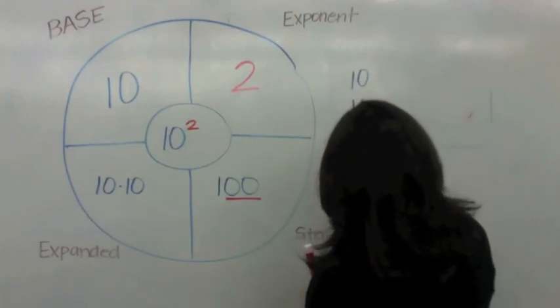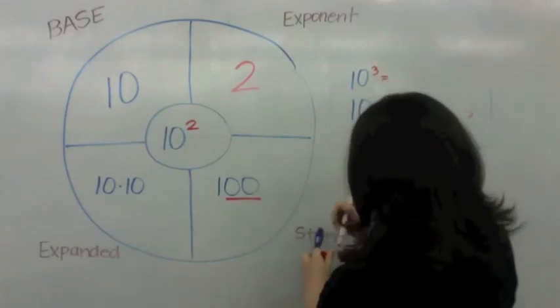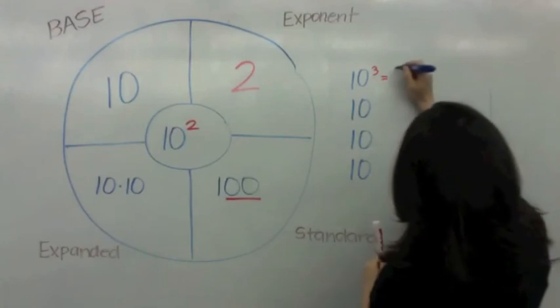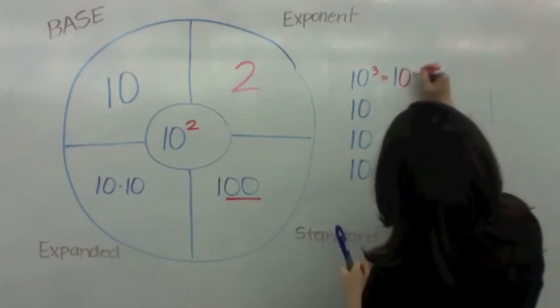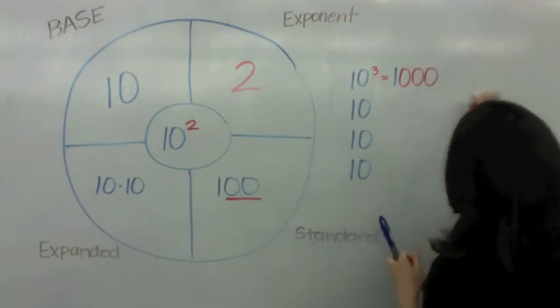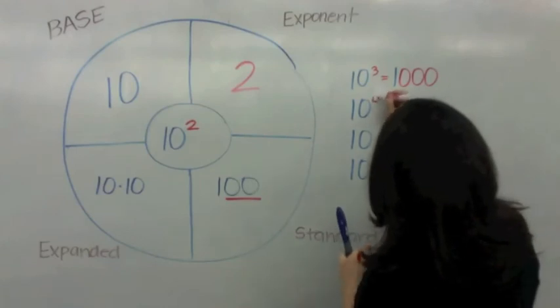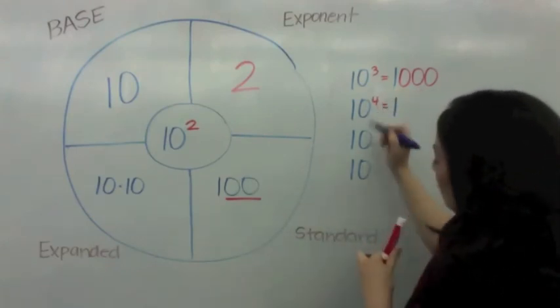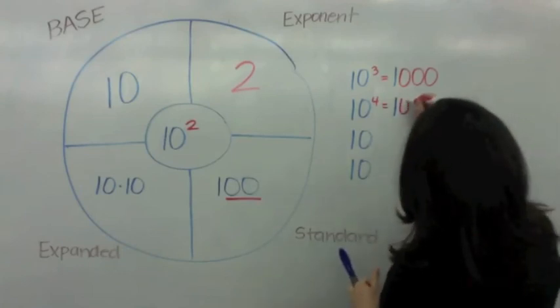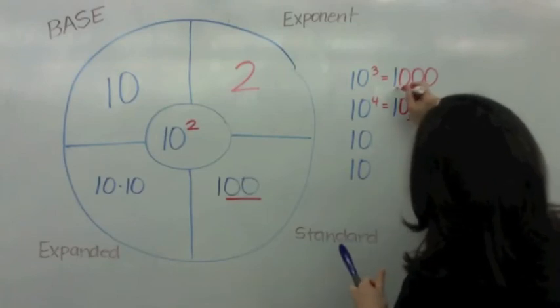Okay. Let's look at some patterns. What about 10 to the power of 3? Shouldn't it be 1 with how many zeros? 3. 1, 2, 3. So it's 1,000. What about 10 to the power of 4? Shouldn't it be 1 with how many zeros? The exponent's 4. So it's 1, 2, 3, 4. This is 10,000.